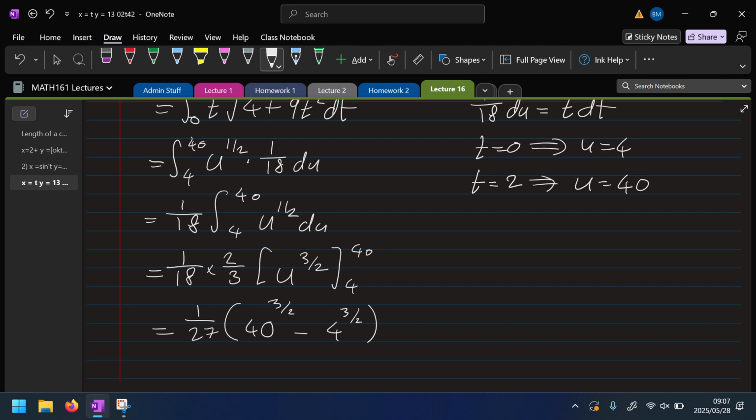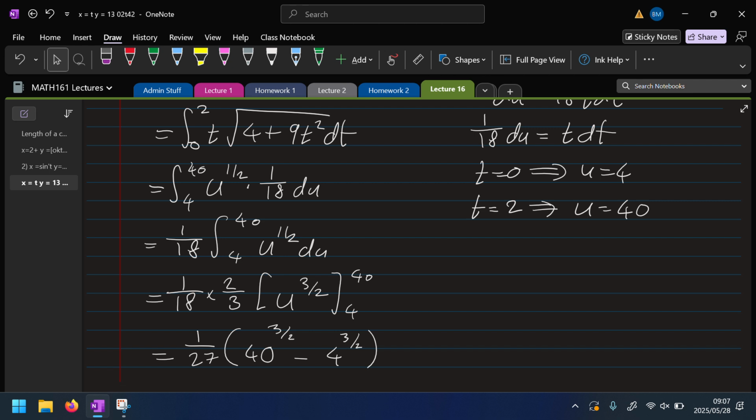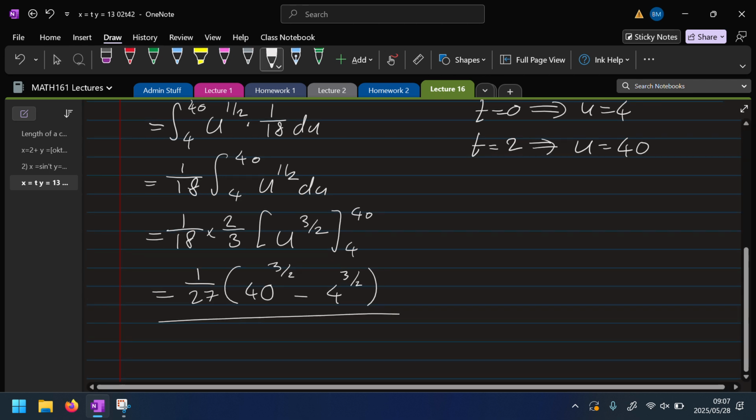Okay, any questions on this one? All good. Yeah. Sorry, you substitute which part? No, it's a definite integral. We don't substitute back. Okay, so we end up with this.